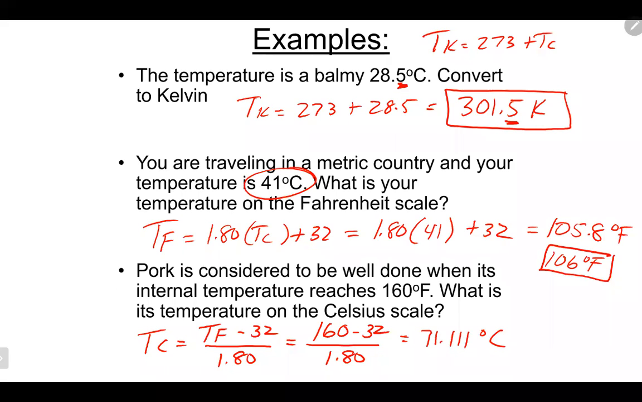Should I leave it as that, or what should it end up as? Yeah, again, looking at our original number, it is a whole number. So we would take this to 71 degrees Celsius. Any questions on any of those three there?